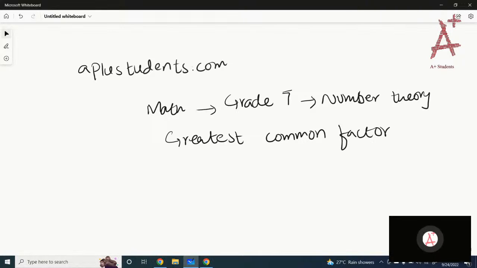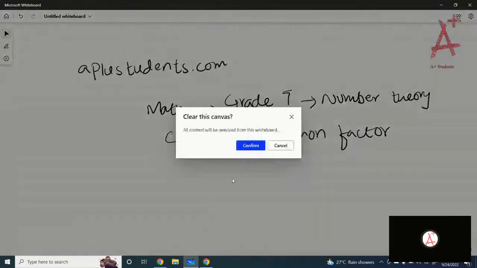So you can find the lessons on aplusstudents.com. You have to select math as a subject. Then you have to scroll down to grade 7 maths. Then you have to click view all lessons. Start with the very first chapter, that is number theory. And we are on the lesson, that is greatest common factor. Let's start with the lesson, greatest common factor.